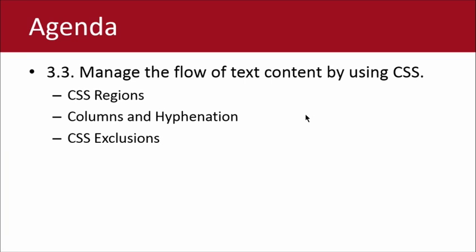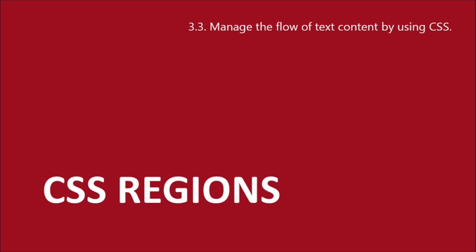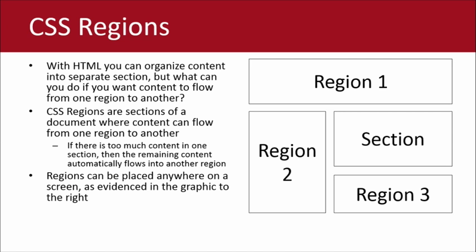All right, we're going to cover Objective 3.3, manage the flow of text content by using CSS. In doing that, we're going to focus on CSS regions, columns, and hyphenation, and then also CSS exclusions. Got a couple of great demos for you too to show you the power of each of those things. So we'll get started with CSS regions.